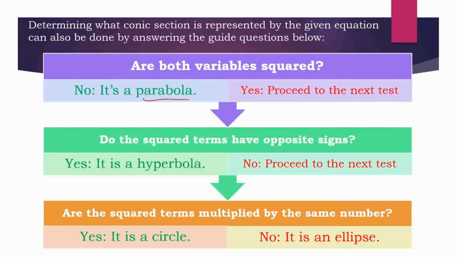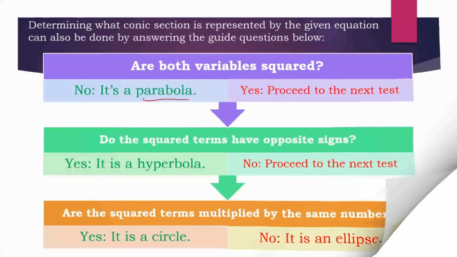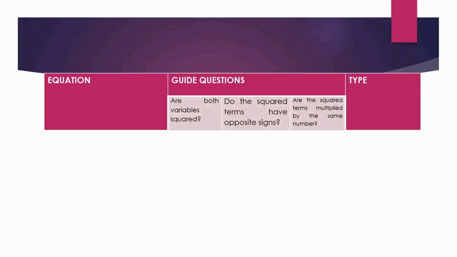So, next, are the squared terms multiplied by the same number? Or kung yung numerical coefficient daw ng x squared and y squared ay equal, so if yes, it is a circle, and if not, it is an ellipse. So ngayon naman ay mag-identify tayo ng given equation kung anong conic sections ito using these guide questions.